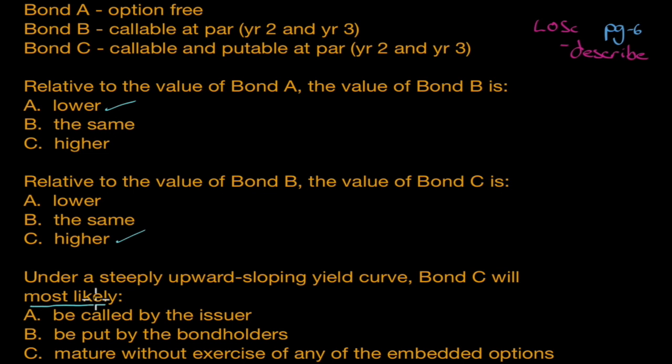If the interest rates go up under a steeply upward sloping yield curve, of course, if that's the spot rate, the forward rate is above that. If we're using the forward rate, which we are in our tree, at each node we're going to have lower and lower prices, right? Higher interest rates, lower prices. Lower prices induce us to put the bond back. It will be put by the bondholders.